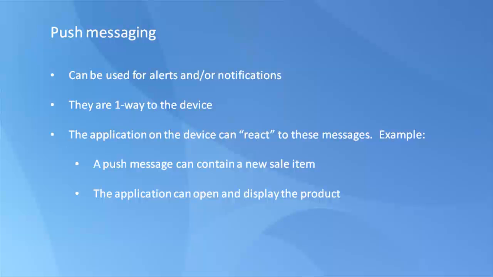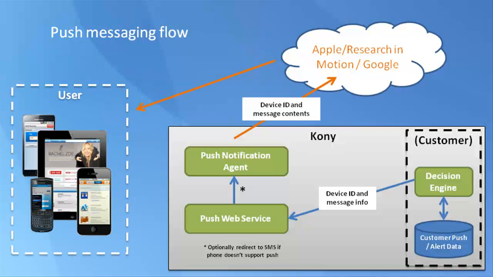Currently, push is only supported on iPhone, BlackBerry OS 5.0 and above, and Android. And the way push works is as follows. Kony exposes at the server a push service that's exposed basically back to the customer system. Somewhere there needs to be a decision as to when to send a push notification and what information. We'll call that the decision engine. Typically that lives in the customer systems, but it may be implemented on the Kony server if there's custom functionality that doesn't currently exist.